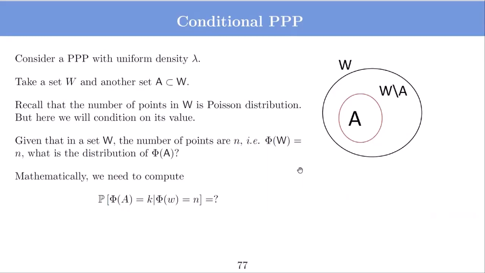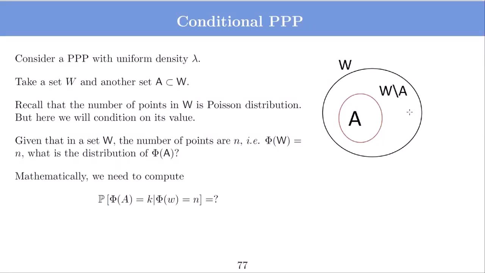Now I want to show a very interesting result. I have talked about two point processes, the Poisson point process and the binomial point process. I would like to show that they are related to each other in a very simple manner. So let's start with a Poisson point process. I will take a uniform one with density lambda, and let us fix a set W and a small subset inside W, A. So this is W, this is A, and this is W minus A, which is outside A.